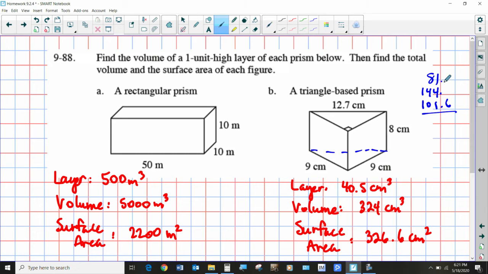101.6, and so let's put in our decimal points and our zeros. So it's going to be a 6. That's going to be a 6. That's 12. Carry the 1. That's a 3. So you get 326.6 square centimeters is the total area when you add up all the areas of all the polygon sides of this triangle-based prism.